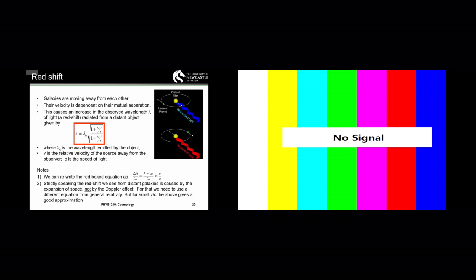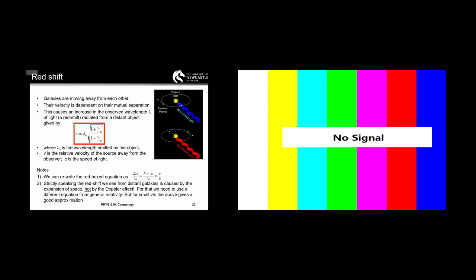And this is one of the clues and one of the ideas that feeds into this Big Bang theory of the evolution of the universe, that it appears that all galaxies are moving away from one another. So presumably at some earlier time they were all much closer.